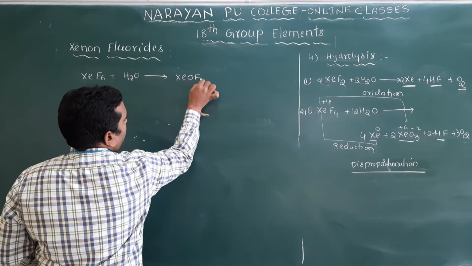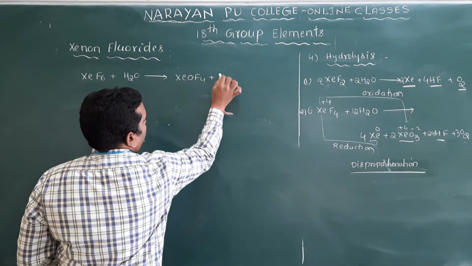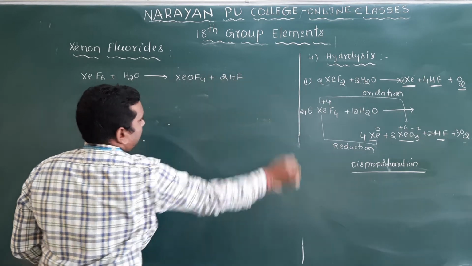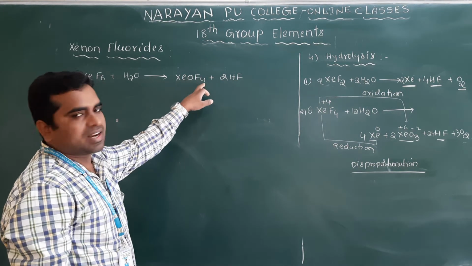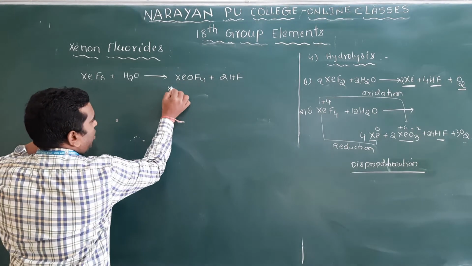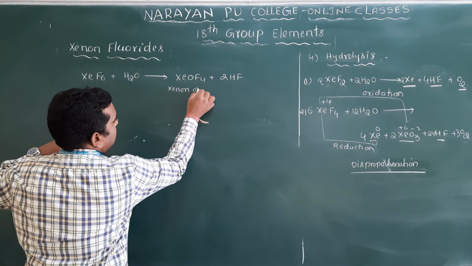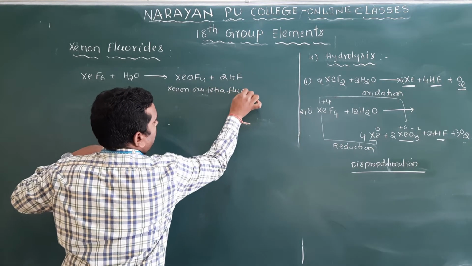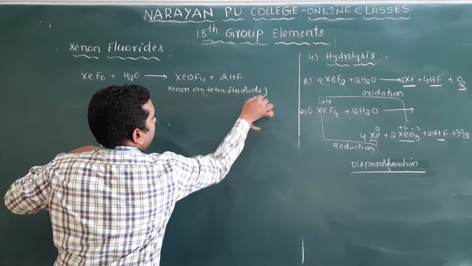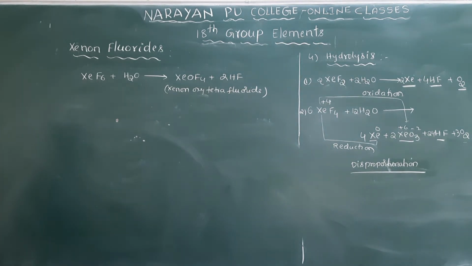So XeOF4 plus 2 HF. Clear? What will we call this here? Xenon oxytetrafluoride. Clear, ma? Xenon oxytetrafluoride. Clear, right?